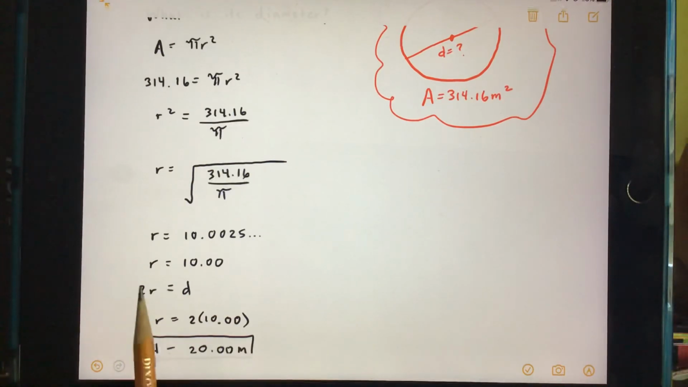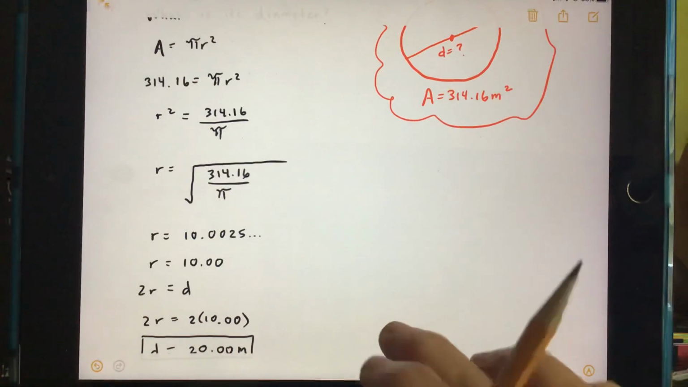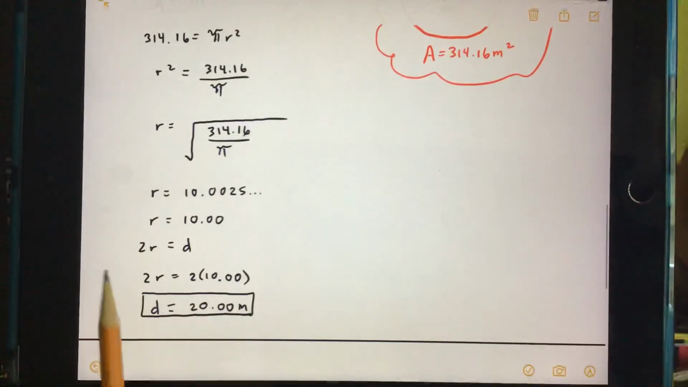And then the radius has to be doubled in order to answer the question, what is the diameter? So I've noted here, twice the radius is the diameter. I'm working out twice 10, and twice 10 is 20, so my diameter would be 20.00 meters. And remember, in this case, I am not going to put the squared next to my meter because this is not an area measurement, it's a length measurement.